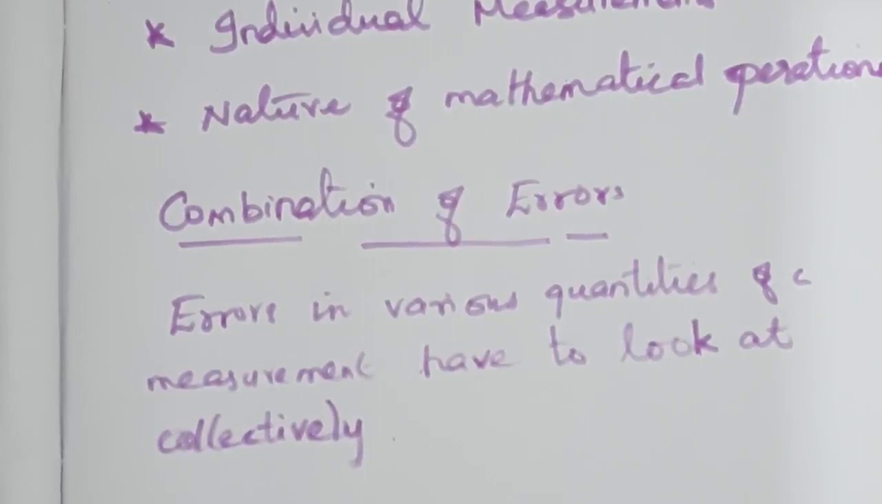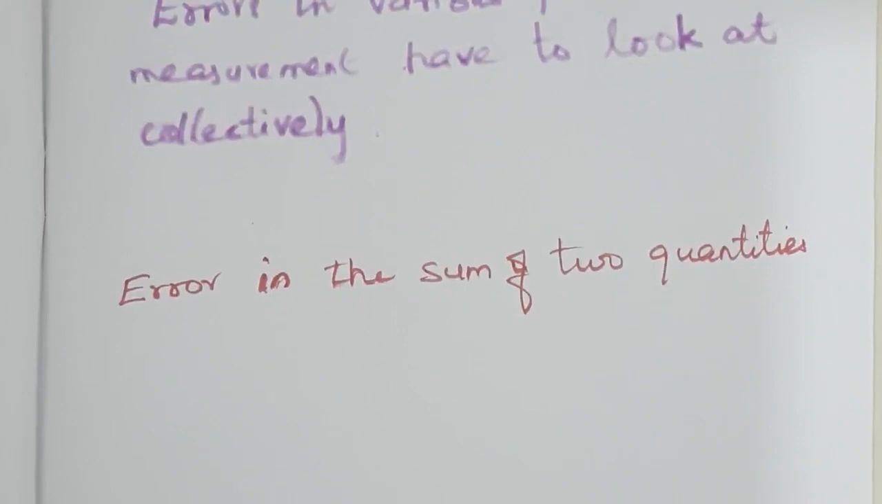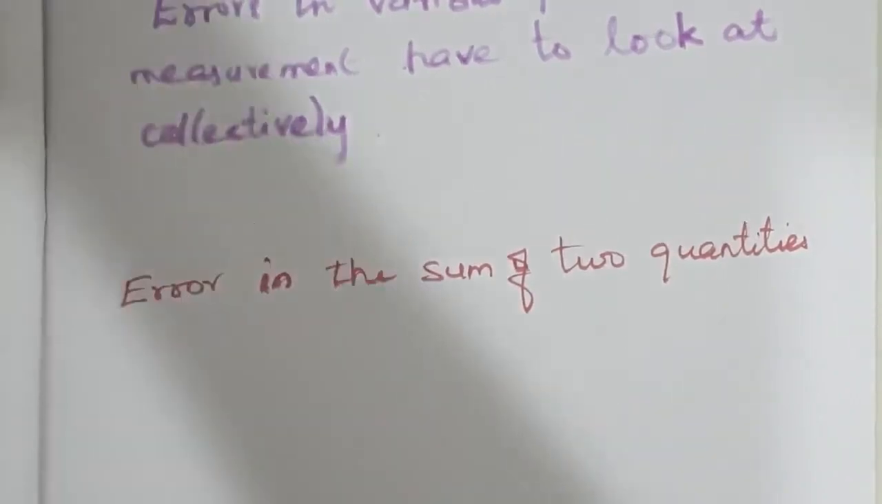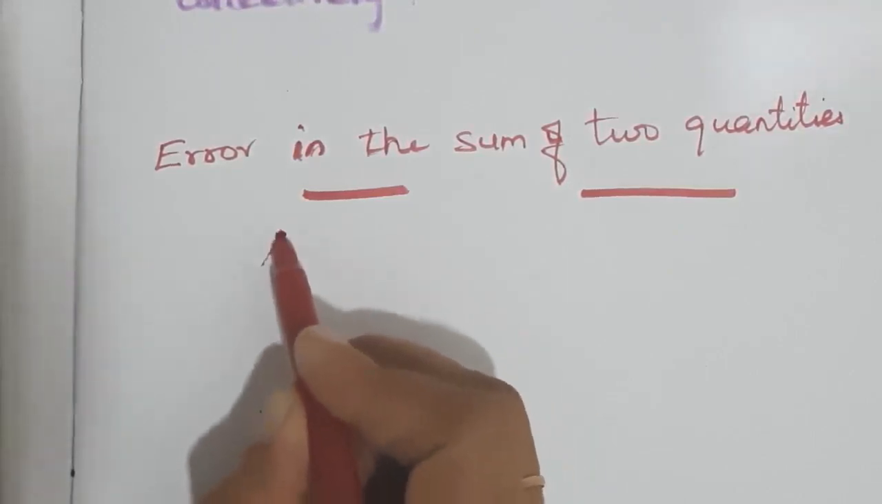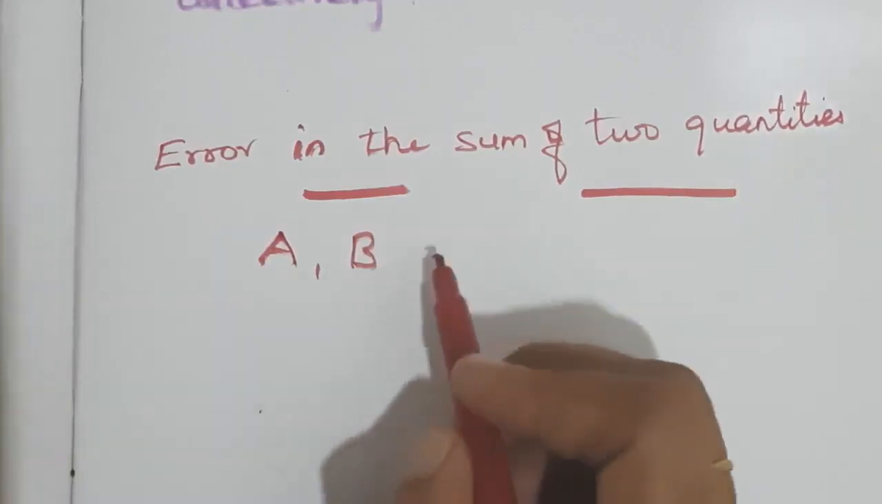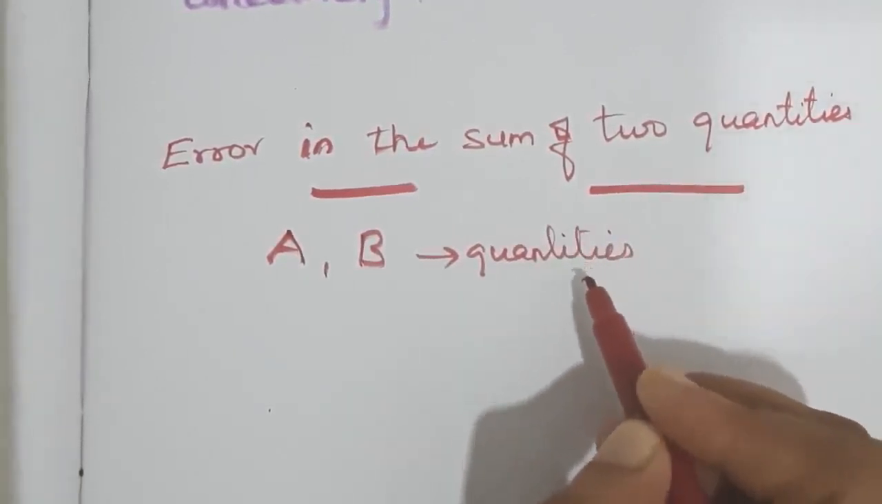Let us discuss one by one. First, I am going to discuss error in the sum of two quantities. When we are adding two quantities that also have errors, how can we combine the errors in addition? Understand? Let us consider the quantities A and B. So A and B are the measured quantities.